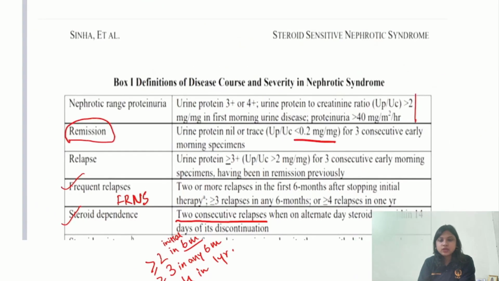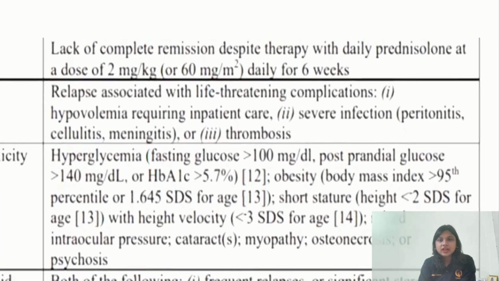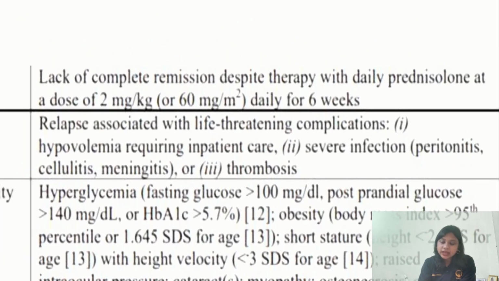Okay. Next, coming to the next set of definitions. SRNS, again very important. Now whenever I say SRNS, I always say I am telling the definitions in children, because you sometimes get confused with the adults, right? So SRNS, steroid resistant nephrotic syndrome, it's lack of complete remission despite therapy with daily prednisolone.